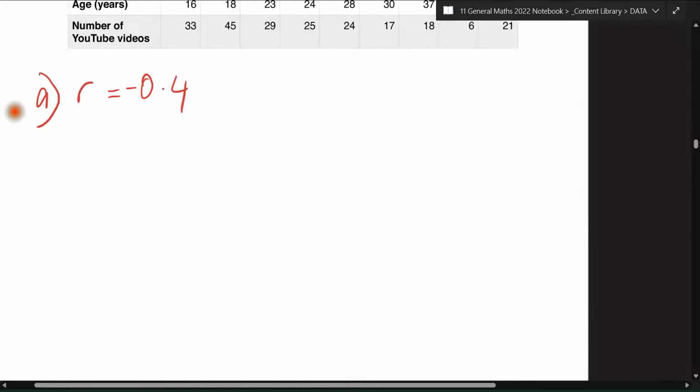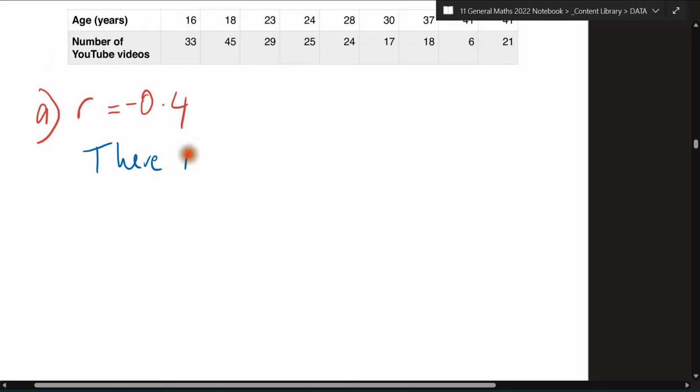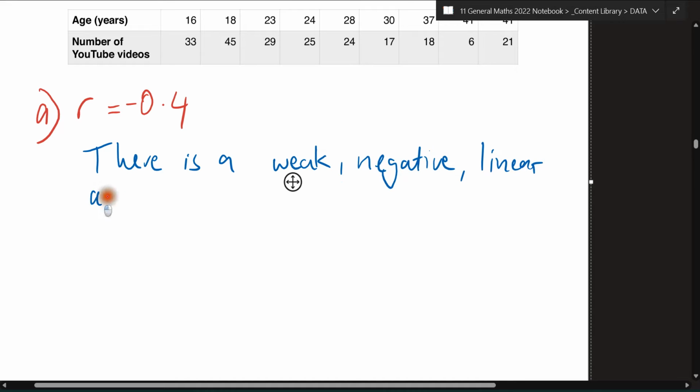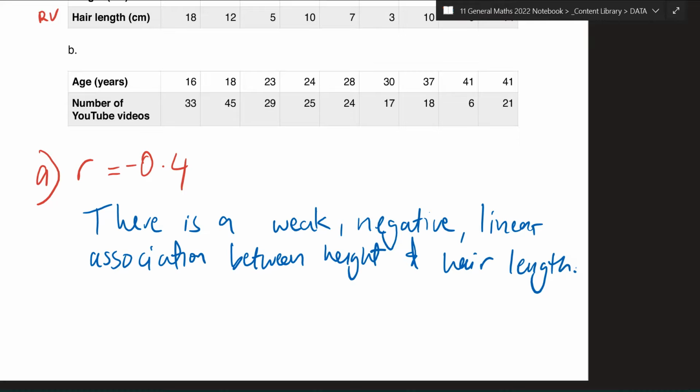All right, so remember back to how we answered these questions. There is a weak negative linear association between height and hair length. Okay, so that's how we would write down the answer for the association, the connection, the correlation, all of that. Remember, they mean exactly the same thing.